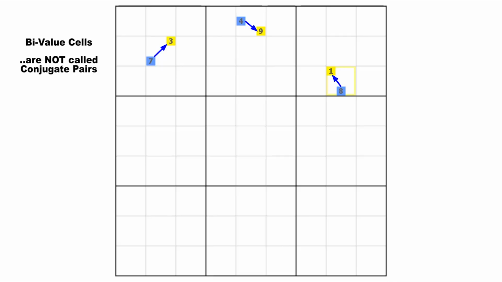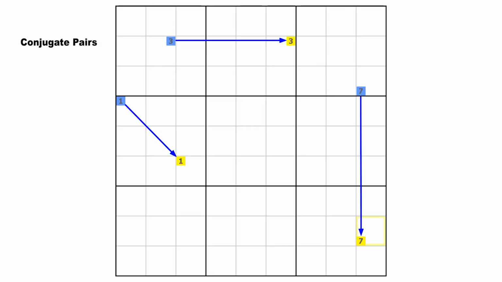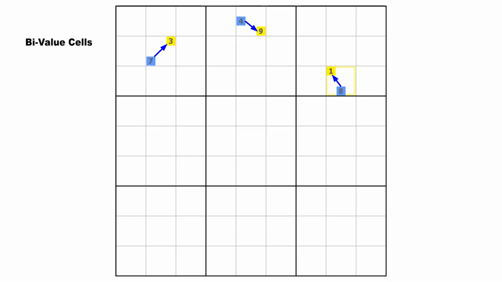But don't forget, these are not called conjugate pairs. The term conjugate pair is reserved for a strong link between 2 same-digit candidates. Like these are all conjugate pairs, the 2 3s, the 2 1s, and the 2 7s. But please don't make the mistake of calling these conjugate pairs. Even though there is a strong link between all those candidates within those 3 by-value cells, it is not technically correct to call them conjugate pairs.